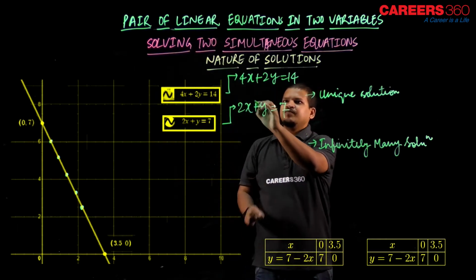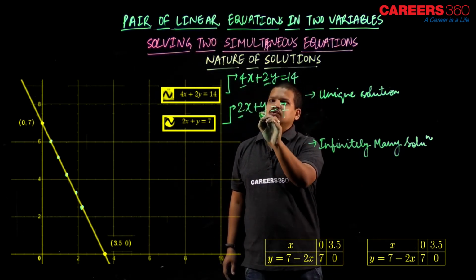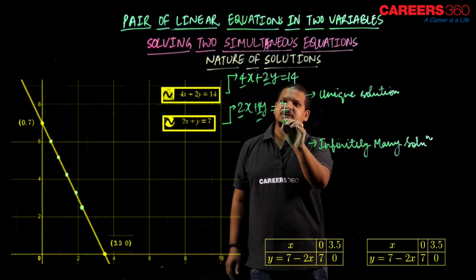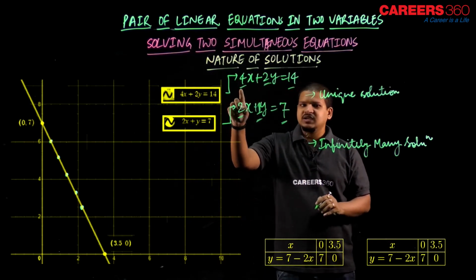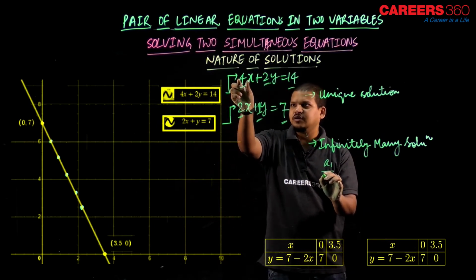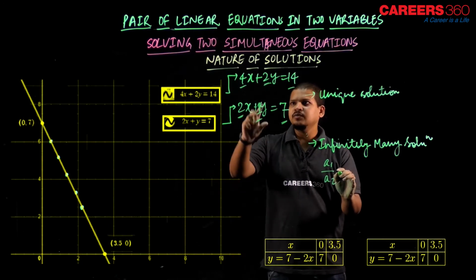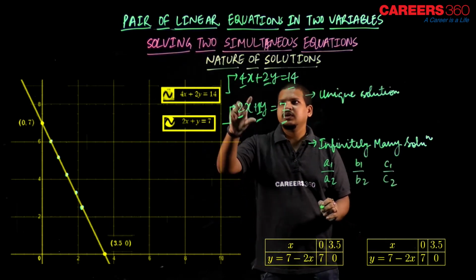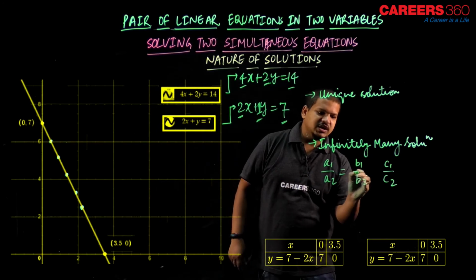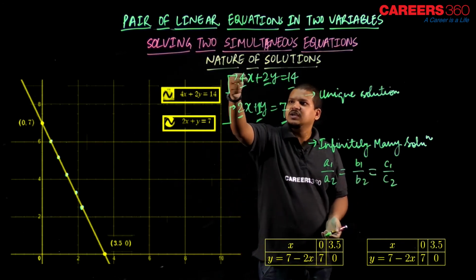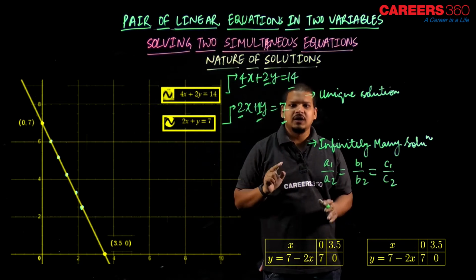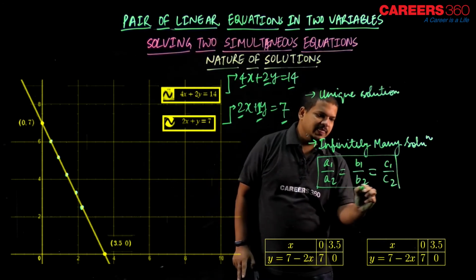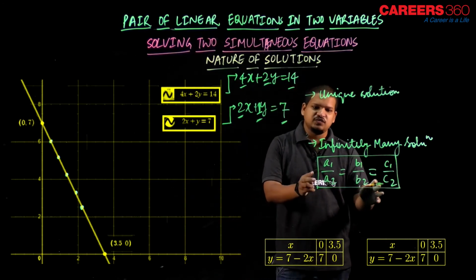As you can see, this 4, this 2, and if I look at this coefficient, this would be 1, right? And this 14 and this is 7. So if you just look at this, a1 upon a2, b1 upon b2, and c1 upon c2, the ratio of these three coefficients are equal, and that is 2 by 1, 2 by 1 and 2 by 1. I hope it is clear to you, right? So the condition for two lines to give infinitely many solutions will be this.